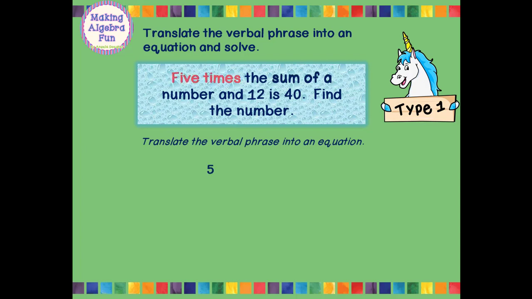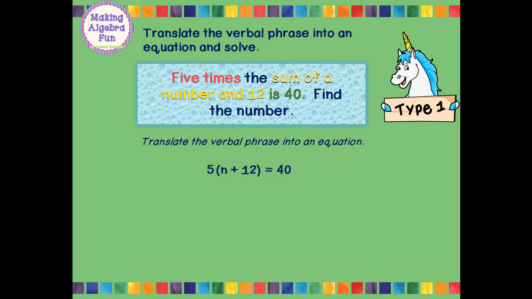So that means we're going to multiply 5 by something. Now, the next part says the sum of a number and 12. Well, that's going to require parentheses. 5 times a sum means put the n plus 12 in parentheses and multiply the entire sum by 5. Is 40 means equals 40.